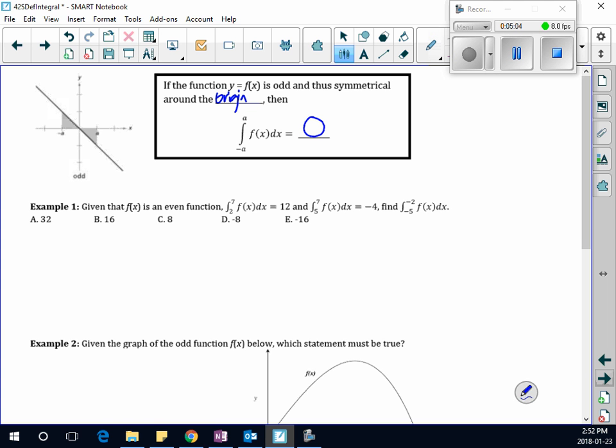Okay. So, what do we know about even functions again? Yeah, so the area from -5 to -2 would be the same thing as from 2 to 5 of f of x dx, yeah? I should have a dx in there. Yes? So? Can you calculate it?